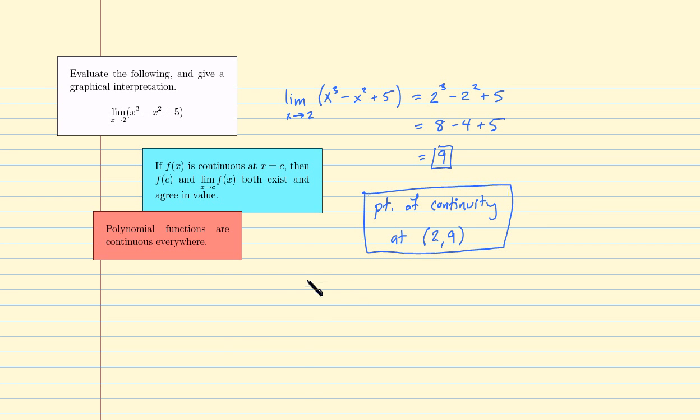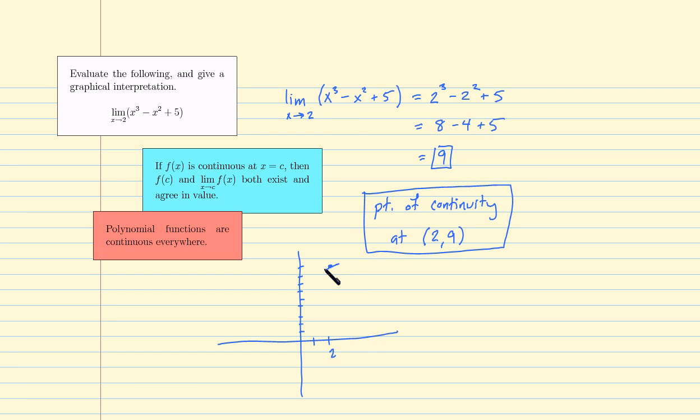All right? Graphically speaking, if we were to draw a piece of this graph, we won't draw the whole thing, but that means if we go over here to 2 and we go up 1, 2, 3, 4, 5, 6, 7, 8, 9, here's a point here. That point is on the graph of y equals x cubed minus x squared plus 5, and if we looked immediately to the left and to the right of this thing, we would see the function is attached.